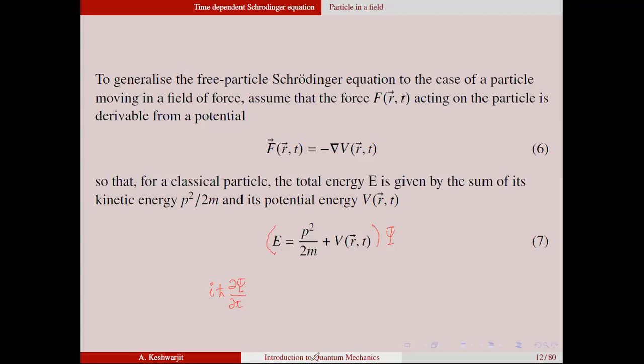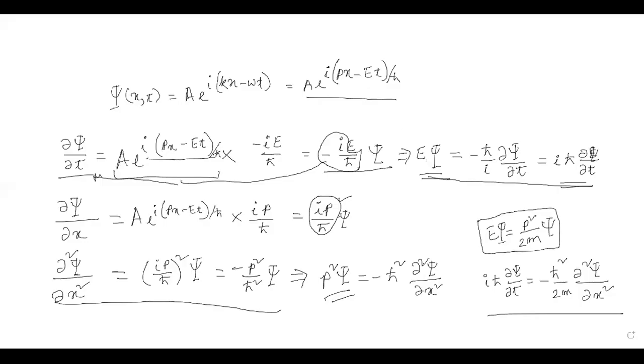Let me show you my whiteboard again. Here E psi is I h bar del psi by del t. And what is P square psi? P square psi is minus h bar square del 2 psi by del x square. So P square by twice m psi becomes minus h bar square by twice m del 2 psi by del x square.